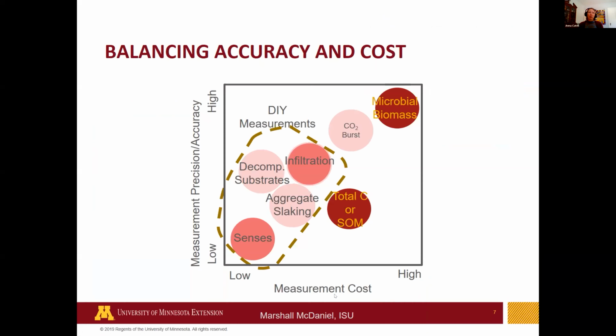So there's a real trade-off between accuracy and cost here. The way this scale is set up is that your measurement precision goes from low on the bottom to high on the top. So your senses are not very precise. I might see a soil is more brown than you. You might think it's better structured than I do. And something like microbial biomass, the carbon dioxide burst test are more accurate. However, they're also more expensive. They fall on the high cost side of the scale.